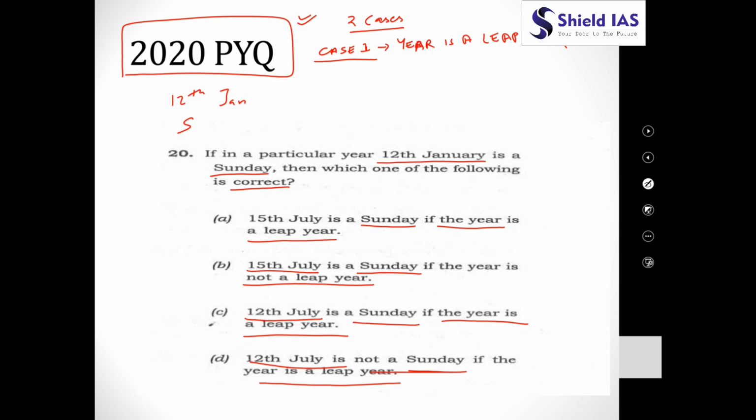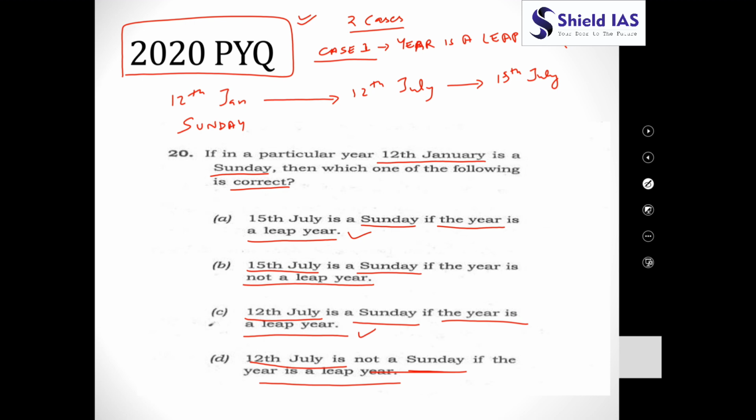is what? Sunday, right? It is given in the question. We have to go towards what? 12th July, and then 15th July. We have to check whether the particular option number A or option number C is correct or not.